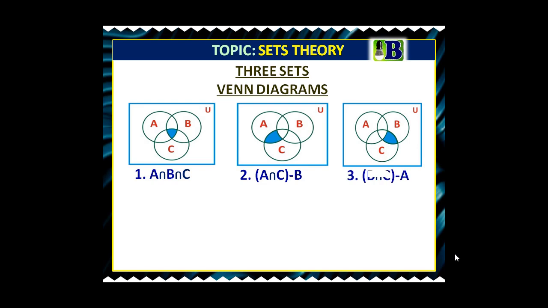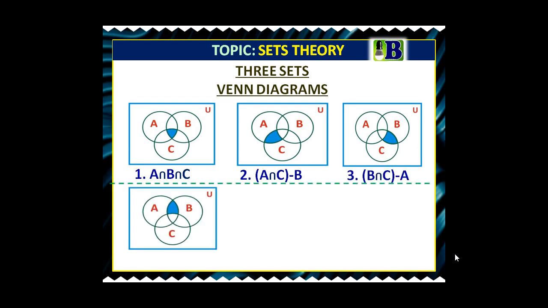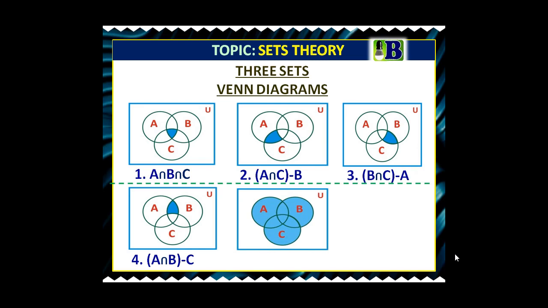Then we have the fourth one, which is also the same thing as the intersection, but in this case it represents A intersect B minus C. That is to say that the element belongs to A and B, but they are not found in C. Then we have the fifth one. Every part of each set is shaded. So this one is called the union of the three sets, A union B union C.